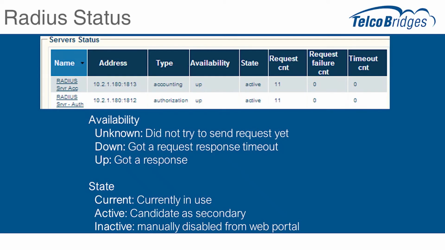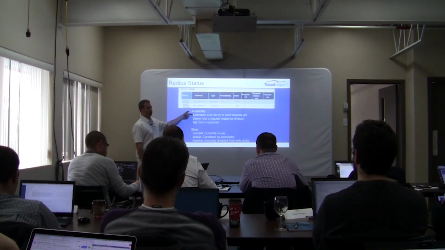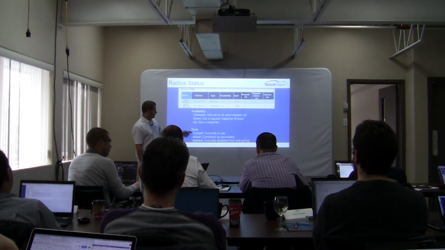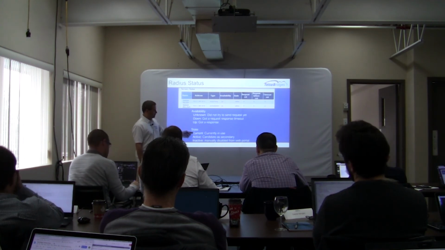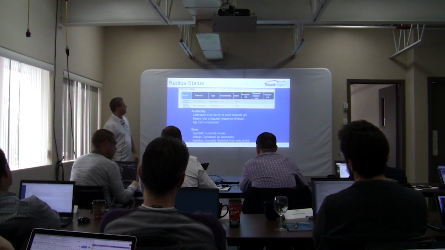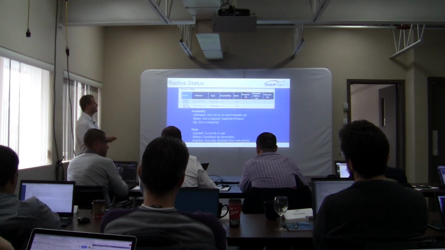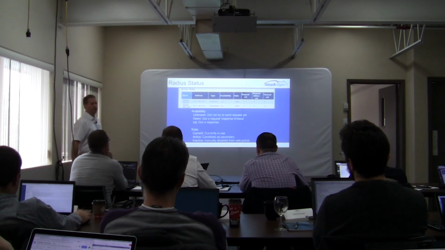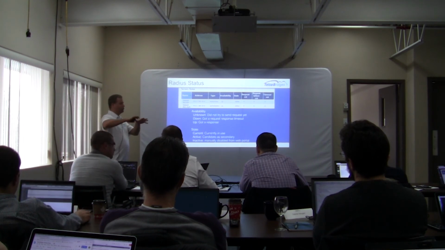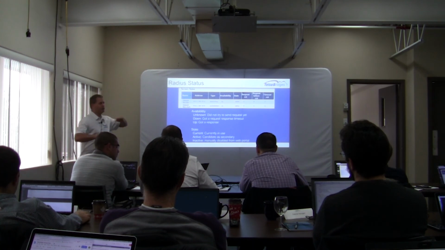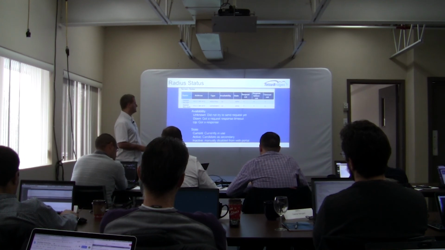Status, there's availability, so up, we got a response and it's good. Down, we already got the response, but now it doesn't respond anymore. And this one, we've never been able to reach it. So we don't know if it exists or what's the status. And then you have the current one, the one that's currently in use, active and inactive. So you can see the state here. How many requests were sent? And you can see also failures if there were some timeouts. So if you see you're getting to the limit, because there's some limits on those radius servers. If you start pushing a lot of data, sometimes they can't take it.